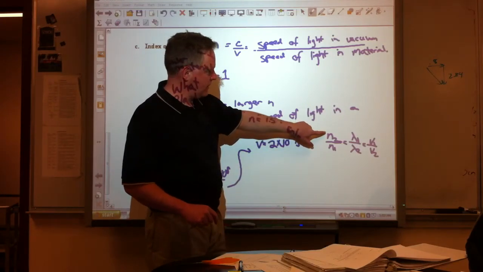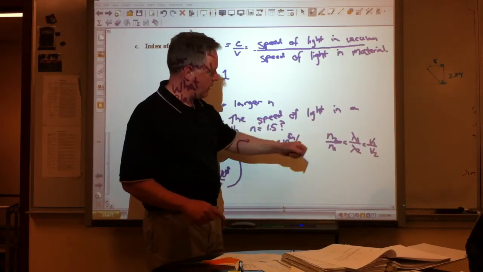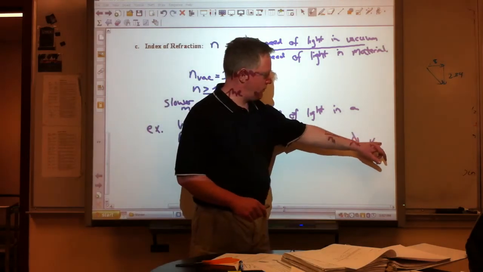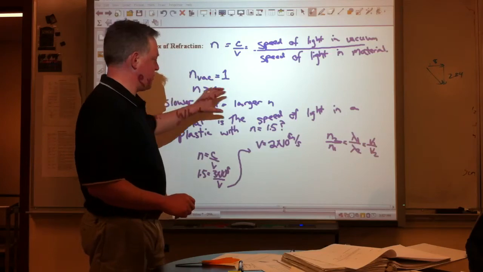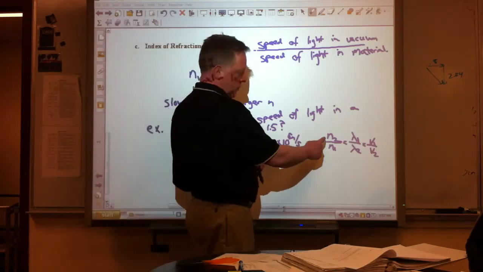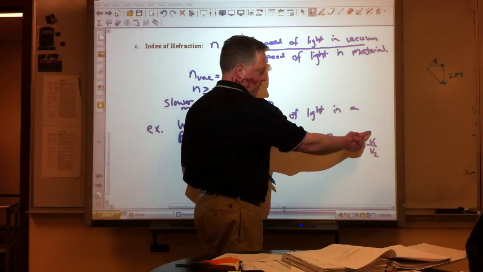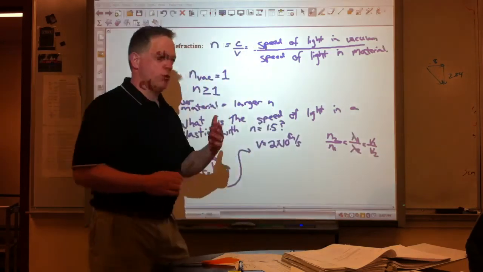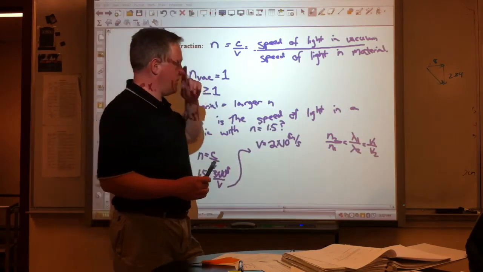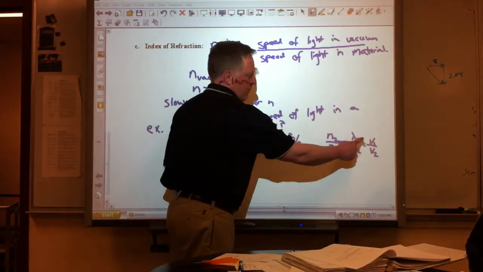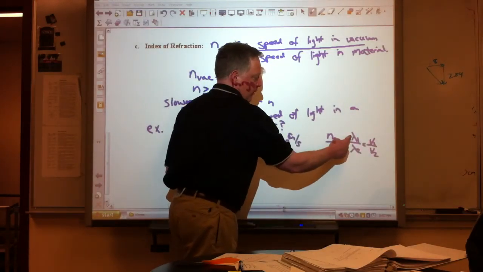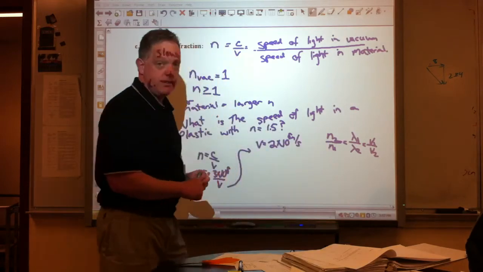And so the n of the second material over the n of the first material is equal to the velocity of the first over the velocity of the second. That makes sense because n is inversely related to speed. So I have to flip these over. So n2 over n1 is v1 over v2. And you'll remember, just above this, we said that in the fast material, the wavelength is bigger. So wavelength and velocity are directly related, and they're inversely related to the n values.